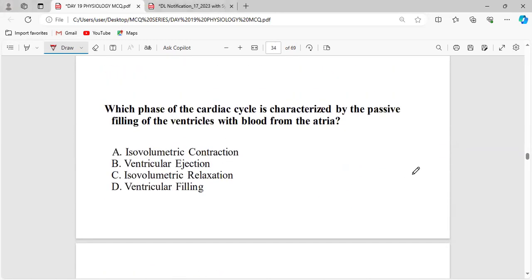Which phase of the cardiac cycle is characterized by the passive filling of ventricles with the blood from the atrium?